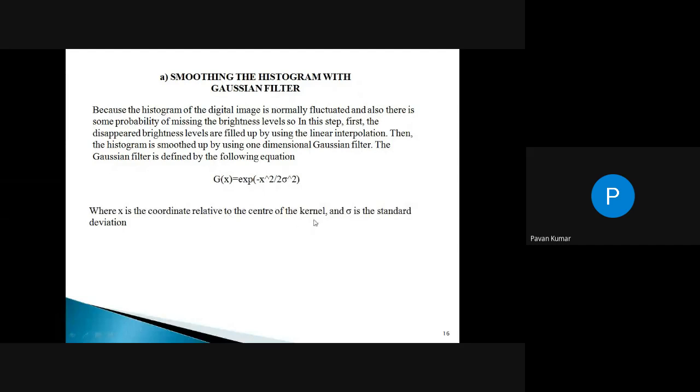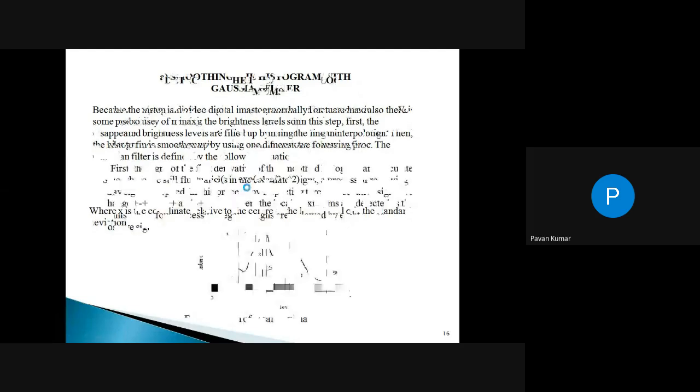If you take a mask, whatever the center value in that mask indicates this x value. We can also call that kernel. And sigma is the standard deviation. Generally, we will take 1.07, something like that. Here, in this work, I took 1.07 as the sigma value. And after applying this to the image, we can have a smoothed image histogram.